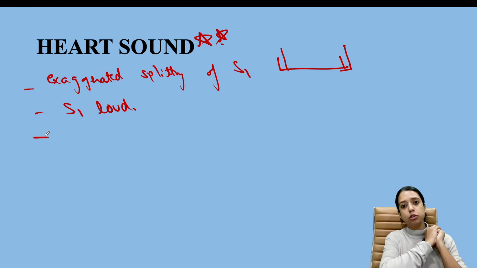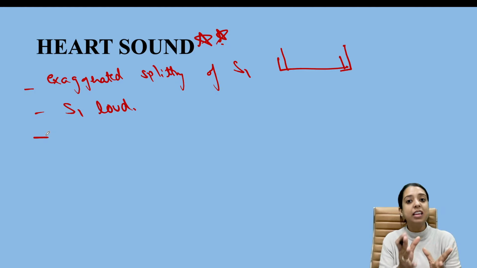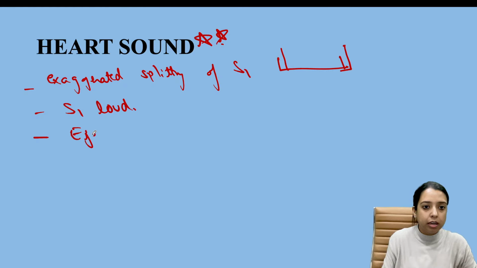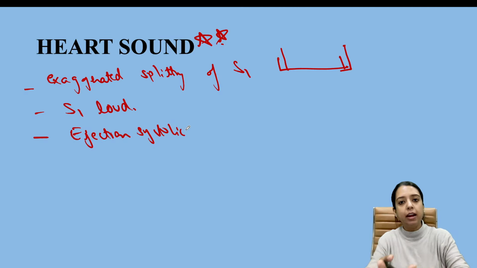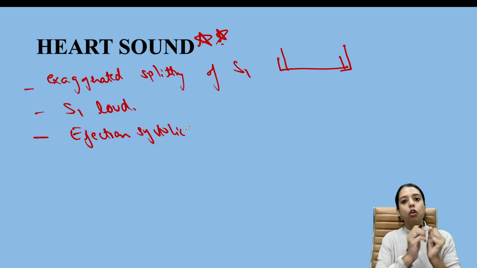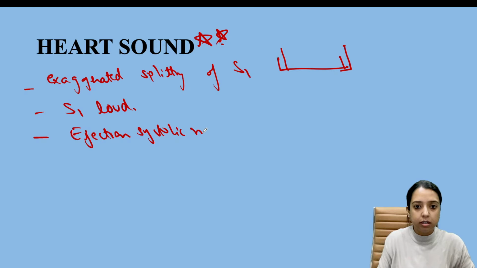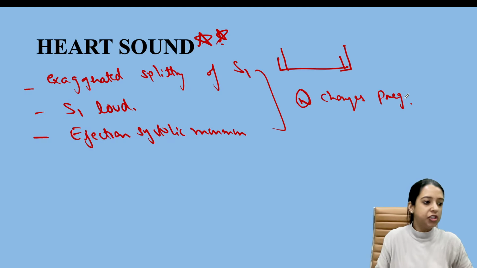Also, each time the heart is pushing a lot of blood, like in anemia, there is a murmur. We call it ejection systolic murmur. Ejection systolic means the heart is ejecting the blood out and the blood is so much that it is causing a murmur. These are the normal changes seen in pregnancy. Okay? You all are with me?